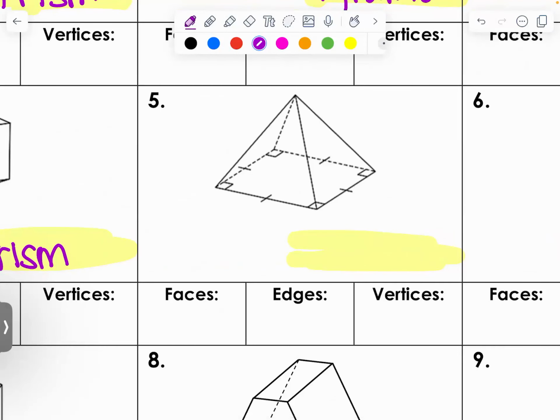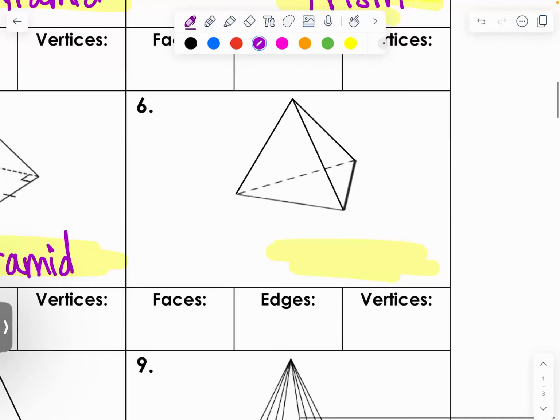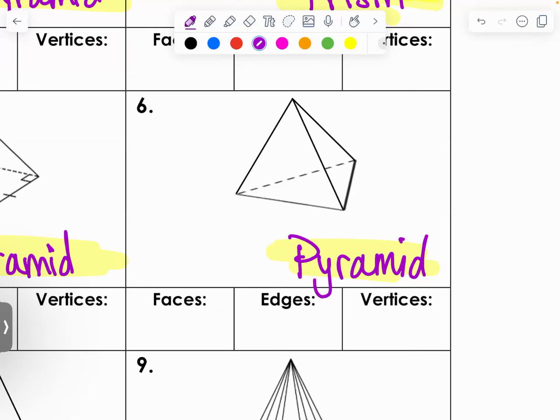Wes, number five. We have a pyramid. Technically, this is a square pyramid because the base is a square connected with those pointy triangles. All right, and then number six. Caesar, what do you think? It is a triangular pyramid. Very good.